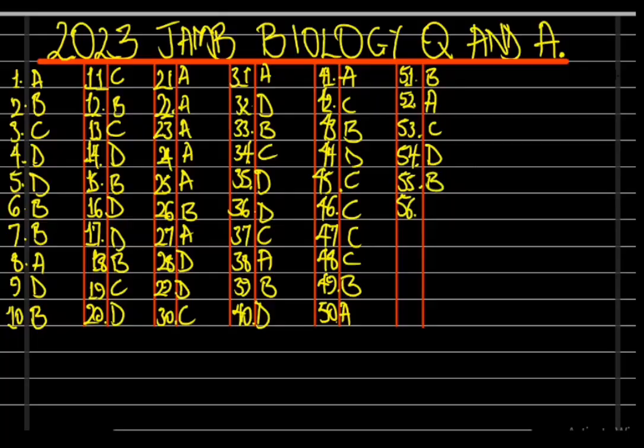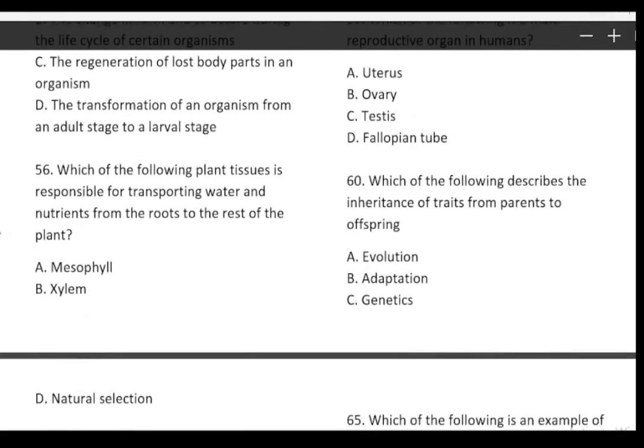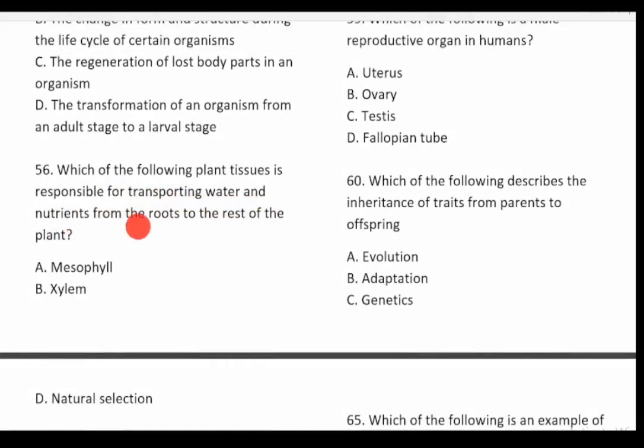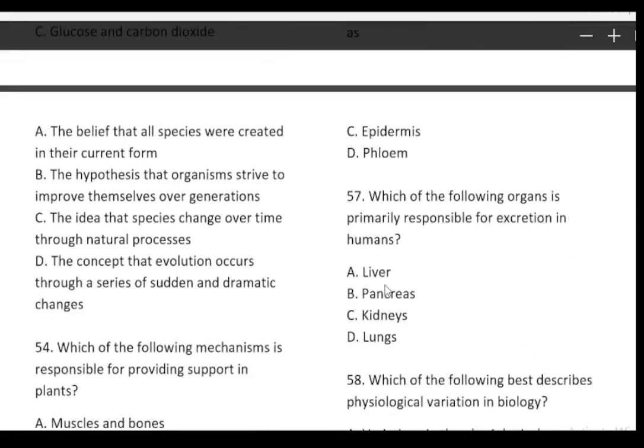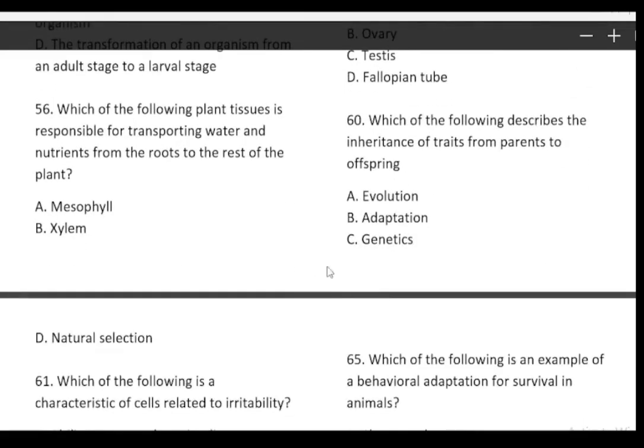So question 56. Which of the following plant tissues is responsible for transporting water and nutrients from the roots to the rest of the plant? A. Mesophyll. B. Xylem. C. Epidermis. And D. Phloem. So which of them is responsible for transporting water in the plant? So the answer is xylem.